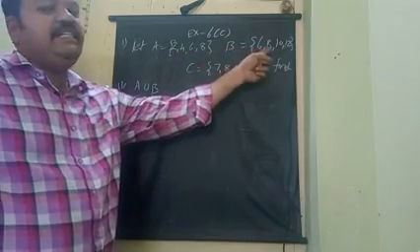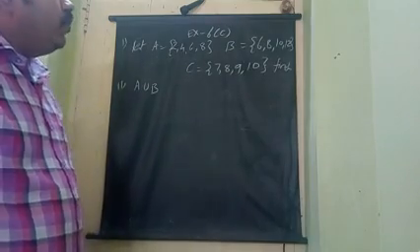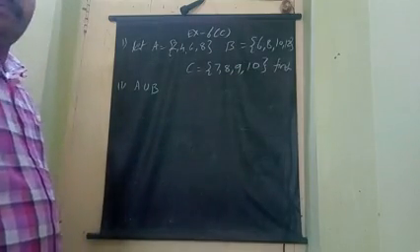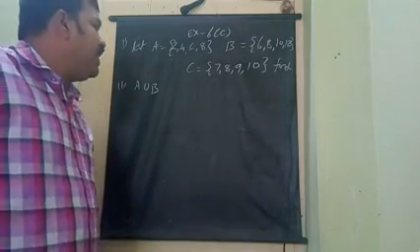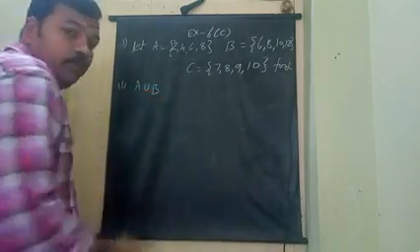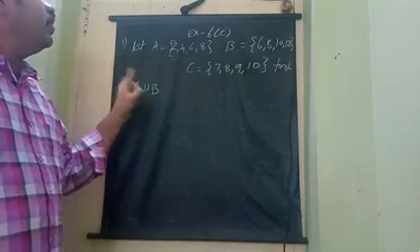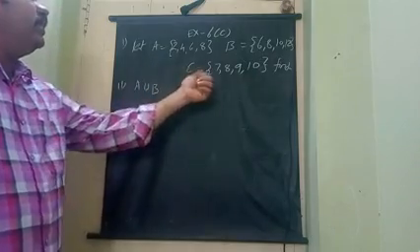In 6C, A is given as 2, 4, 6, 8. B is given as 6, 8, 10, 12. And C is given as 7, 8, 9, 10. What do we have to find here? We have to find A union B. What is called A union B? Union means writing of all the elements. The symbol U means all.